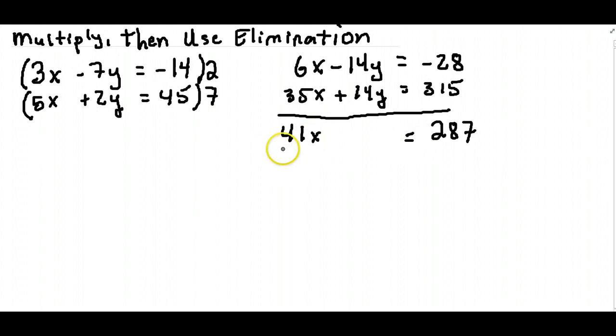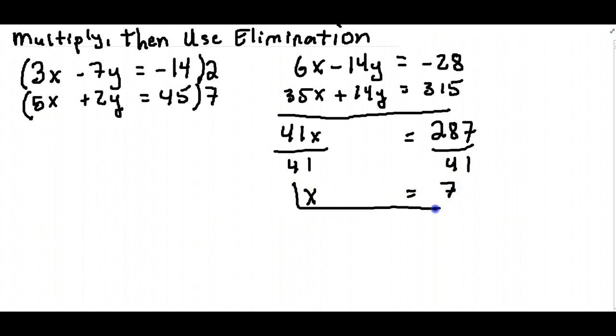Go ahead and solve for this. Divide each side by 41. And we have 41x divided by 41 gives us x, equals 287 divided by 41 gives us 7. So our x value is 7. Great, we know one of them. So we then go dump that back into one of the original equations before we multiplied it by a 2 or 7 and solve for our y, because our x value is 7.